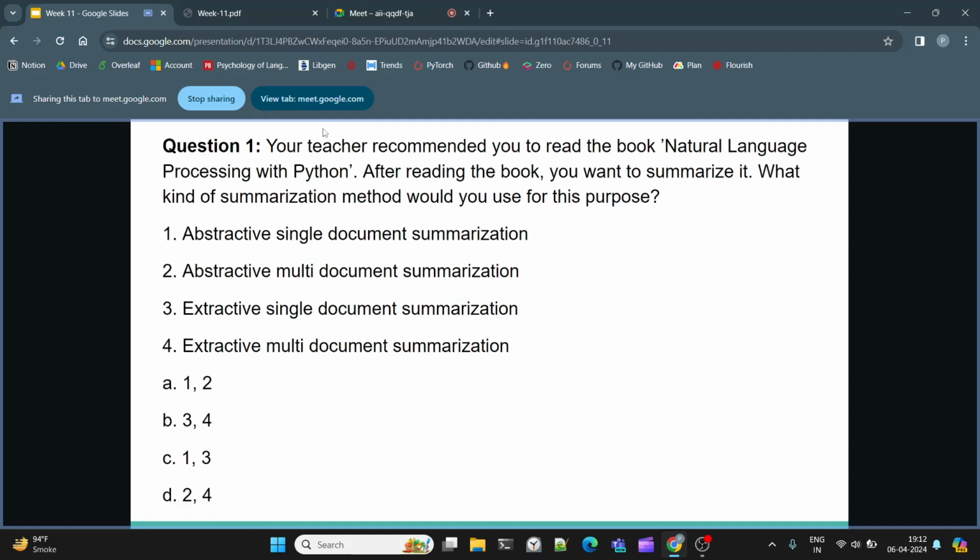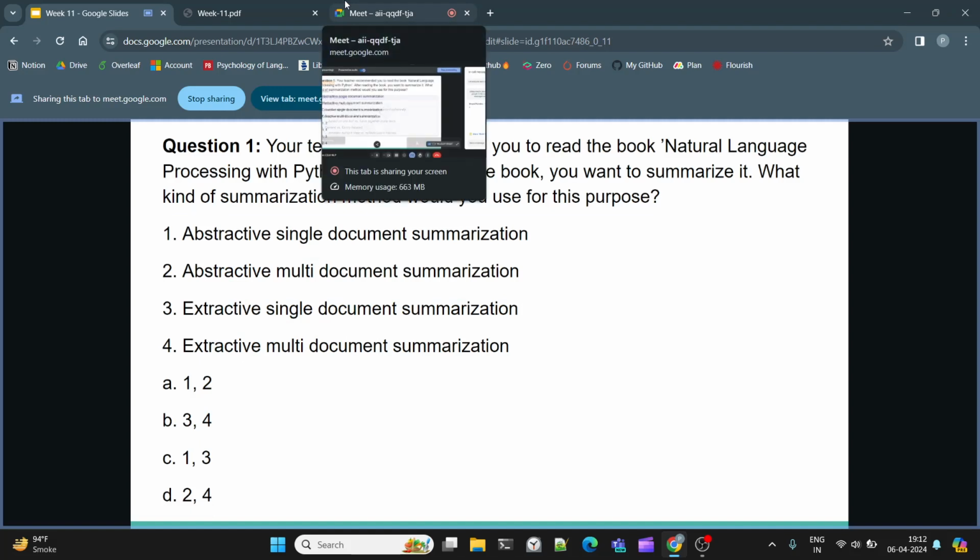If somebody has unmuted, any doubt? Sorry, why can we consider this textbook as multi-chapters or multi-document? We're considering it as a single document. Could you just repeat your question once?